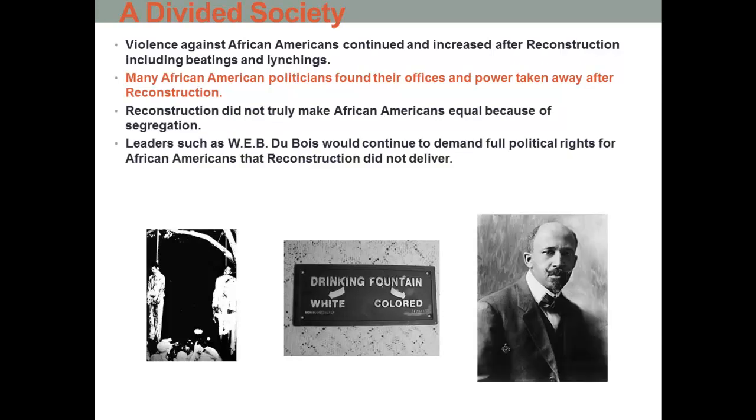Leaders such as W.E.B. Du Bois continued to demand full political rights for African Americans. In the end, Reconstruction was both a success and a failure. And now you know a little bit about what happened at the end of Reconstruction and after Reconstruction ended.